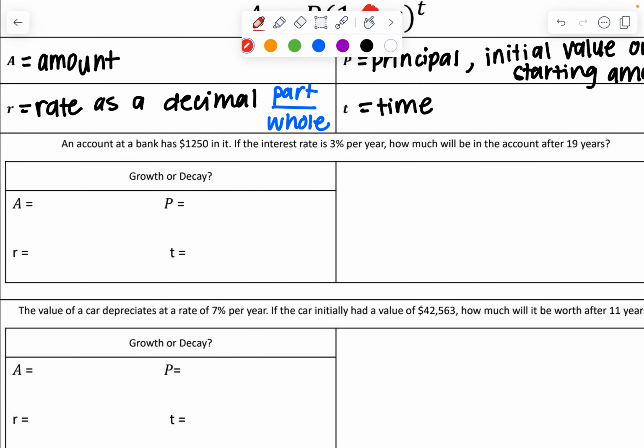Okay, so first things first, I like to ask myself, is the situation growth or is the situation decay? We're talking about money in an account, so more often than not, this is growth, right? That's growth. So that means we're going to do 1 plus the rate. I like to give myself that little note. If we're growing, that's 1 plus the rate. That's going to give me my base larger than 1.